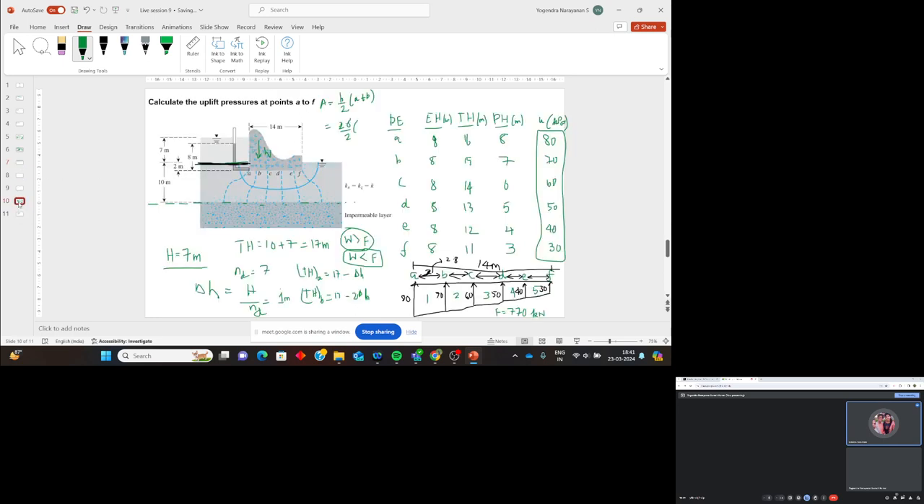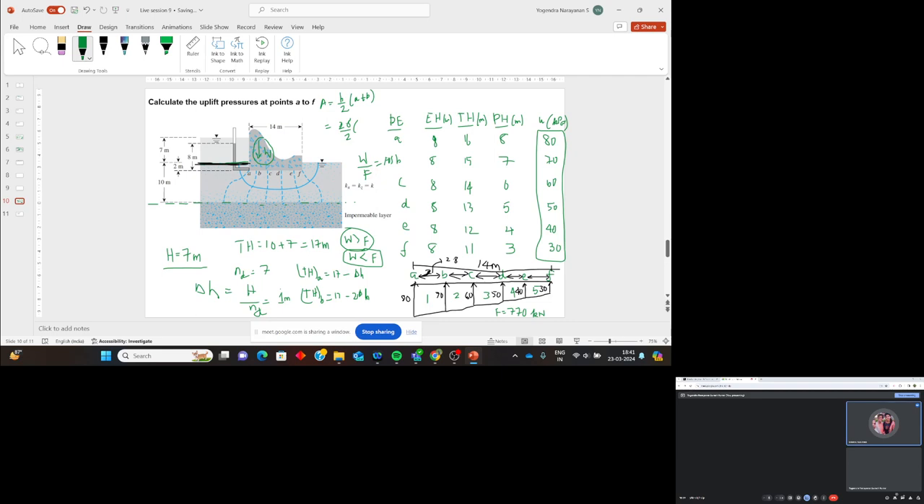Was it clear or not? What is the uplift factor of safety? You have to know the weight, and this weight divided by the uplift force is the uplift factor of safety.